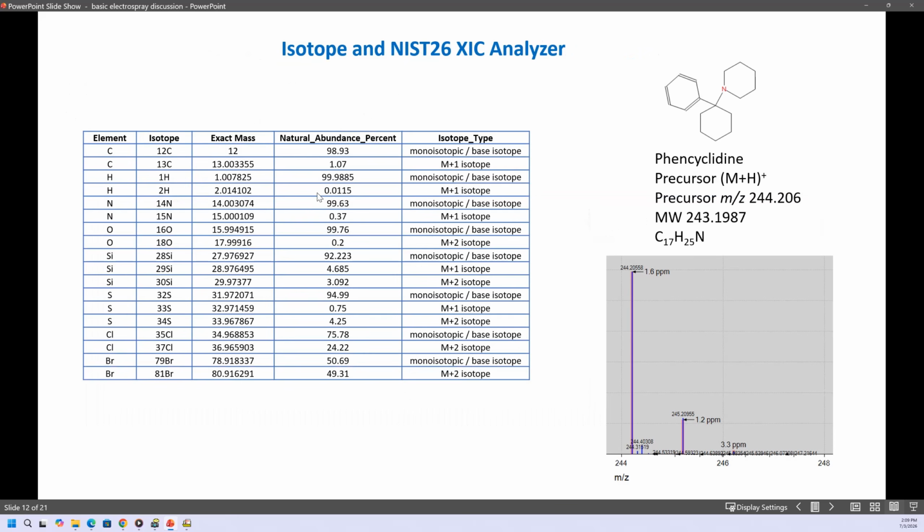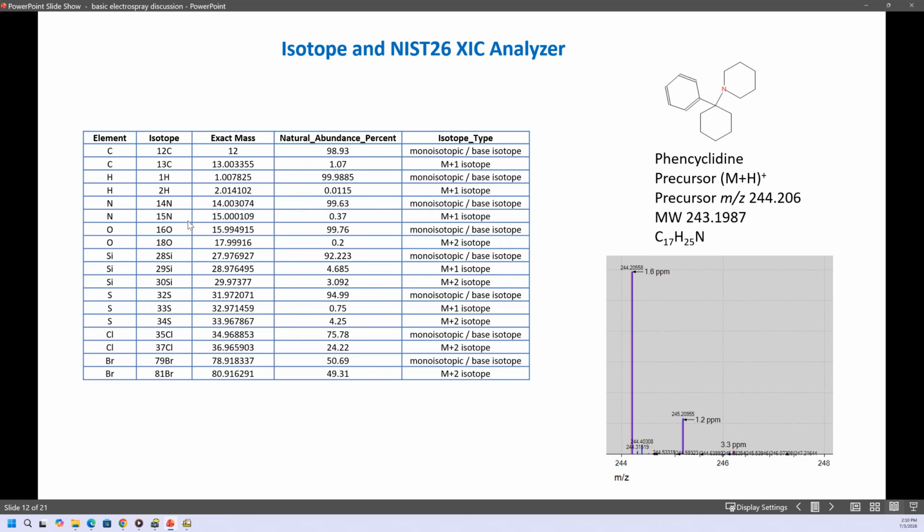of the experiment. So if you look at it again, this is the phencyclidine. It has a precursor at 244.206. And you can see the isotopes that contribute to these isotope ratios. We have carbon-13 at about 1%. So for every 17 carbons, the probability that the molecule would have carbon-13, the M plus 1, would be about 17%, probably the number of carbons times the percentage.